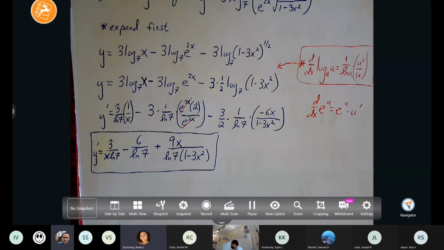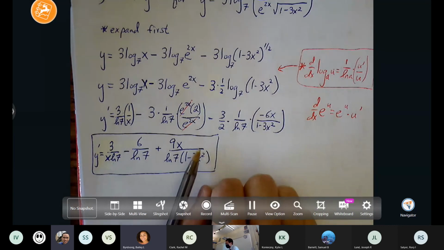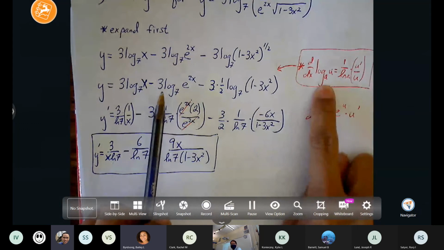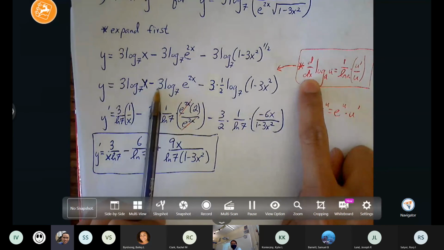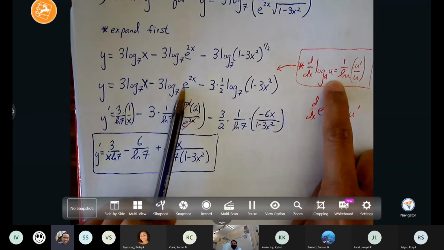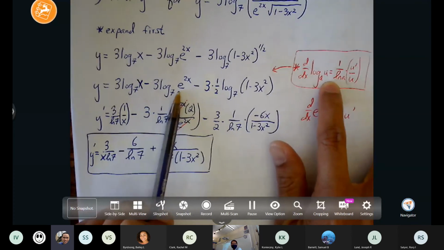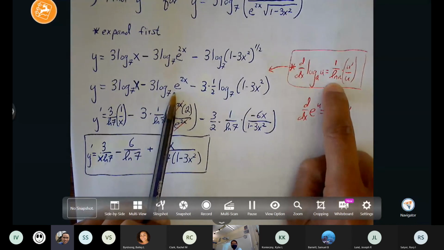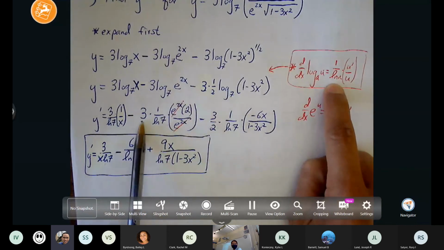Will you talk through the 3 log base 7 of e to the 2x? Yeah. So I'm starting off with this rule here. The 3 stays. Log base 7, that's my a value, and this is my u value, right? A is 7, u is e to the 2x. So we move into a rule, 1 over ln of a, so 1 over ln of 7, with a 3 coefficient in front, so we're good there, right?